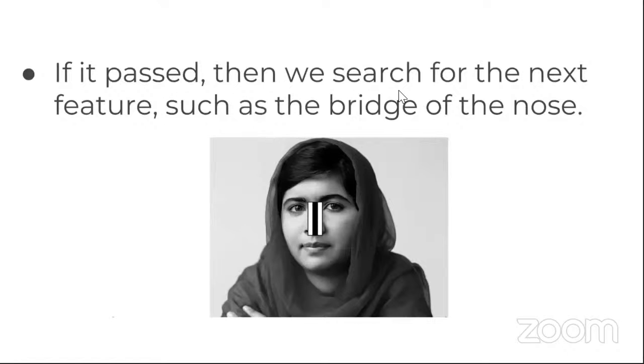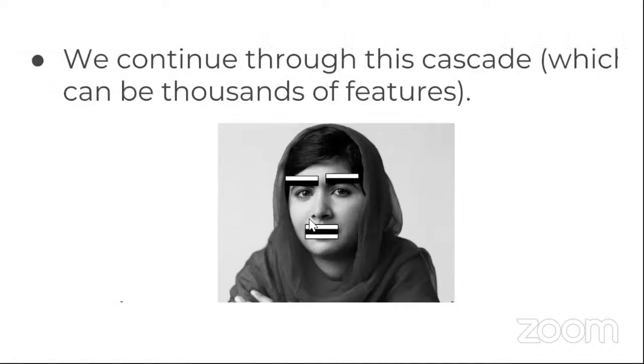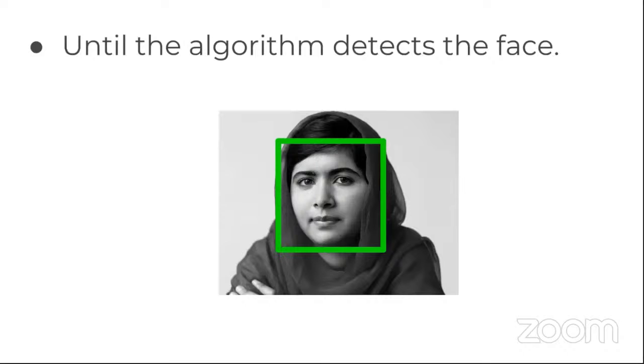If it passes, then we search for the next feature, such as the bridge of the nose. The bridge of the nose is detected using the line feature, as I told you earlier. This feature detects the nose area, and like this, we continue to give a cascade of all these features, and we give around thousands of features to detect all the details of the face and to detect if there is a person's face present in the image or not, until the algorithm detects the face. So if the face is detected, I need to show that face with a boundary, with a square box or rectangle or something like that.